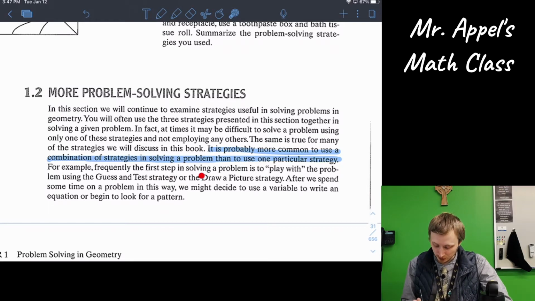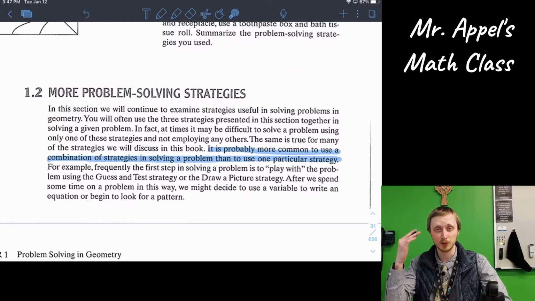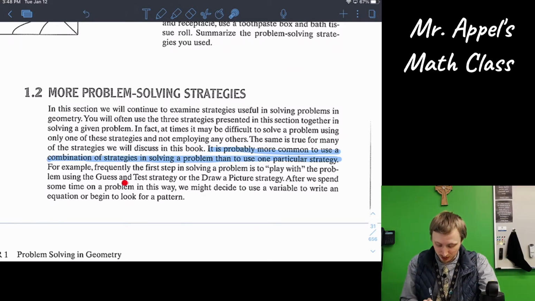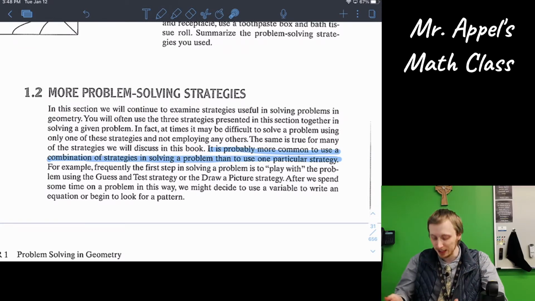For example, frequently the first step in solving a problem is to play with the problem using the guess and test strategy or the draw a picture strategy. After we spend some time on a problem in this way, we may decide to use a variable to write an equation or begin to look for a pattern. And this is kind of brought up indirectly in the list of clues that it gave us, that these strategies would be useful for both guess and test and draw a picture. It mentioned you wanted to gain a better understanding. That was step 1 of our problem-solving cycle. And to get a better understanding, you could just start testing and drawing pictures before implementing your true strategy that will lead to the solution.